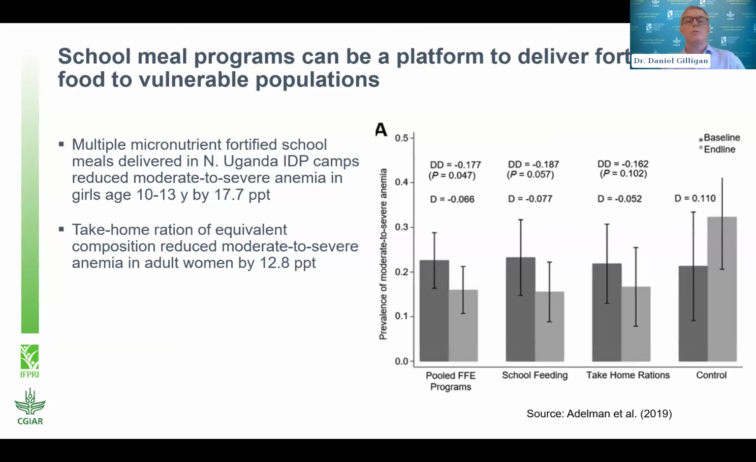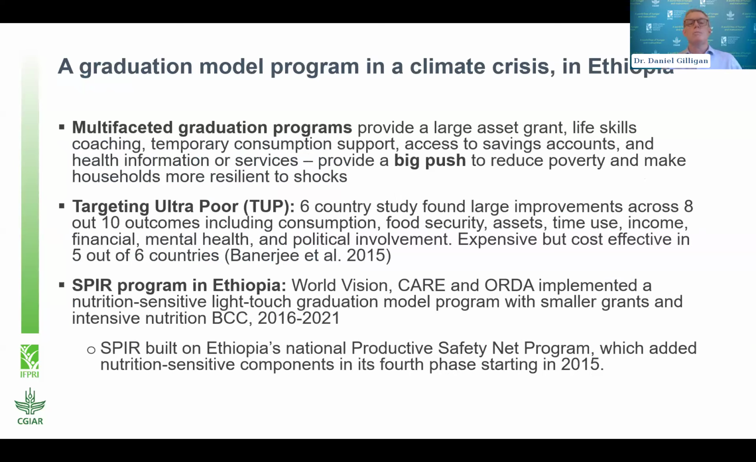Okay, my last example is actually building on the PSNP in Ethiopia. We have been working, through funding from USAID, on a program called SPEAR. This is a graduation model program in Ethiopia that is run by World Vision in partnership with Karen Orda, working very closely with the Ethiopian government to support delivery of the PSNP and then adding these other graduation model components.